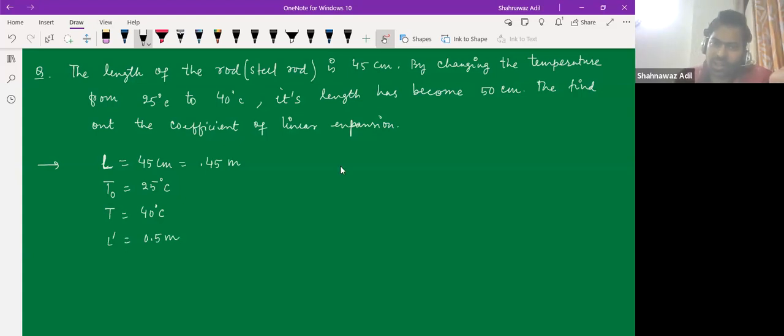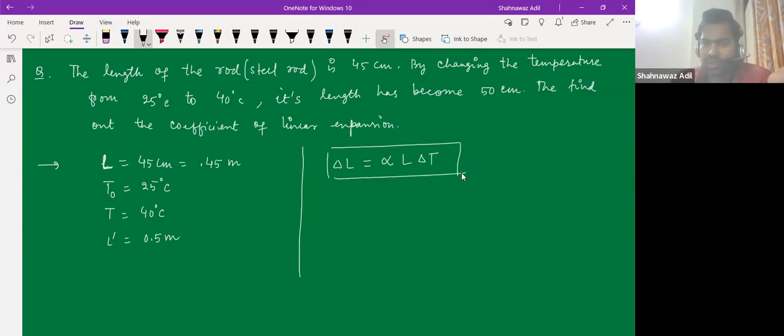So then all the things are given, and what do we know? We know that the change in length would be equal to alpha times L times delta T, right? So this would be the relation of linear expansion, right, guys?